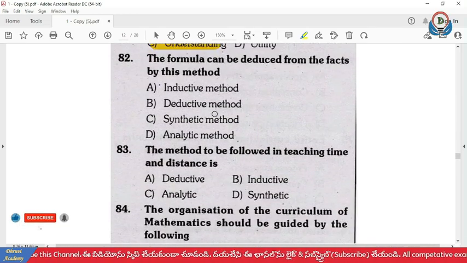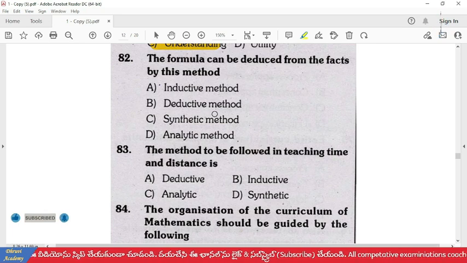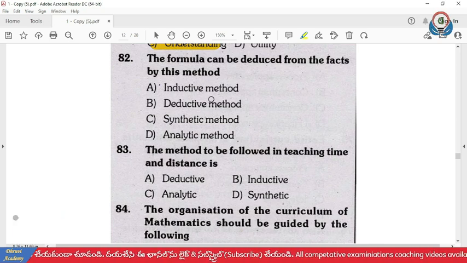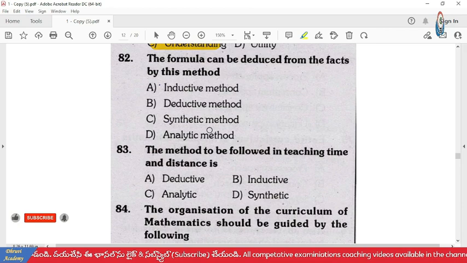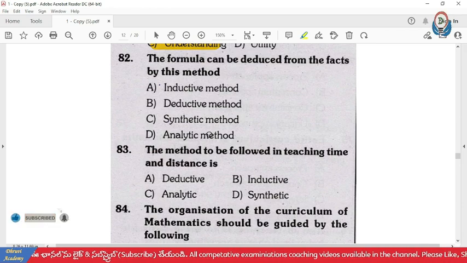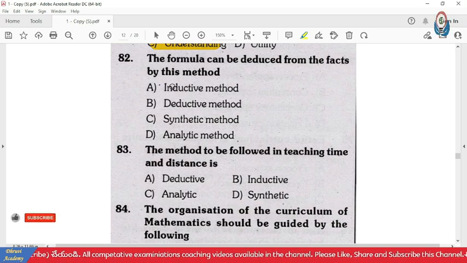The formula can be deduced from the facts by this method. A. Inductive method, B. Deductive method, C. Synthetic method, or D. Analytic method. The formula can be deduced from the facts. Its answer is inductive method. This is the right answer.